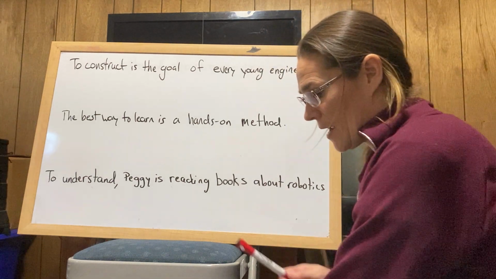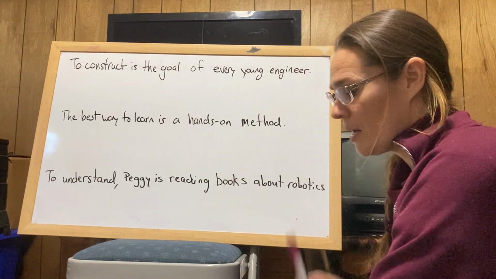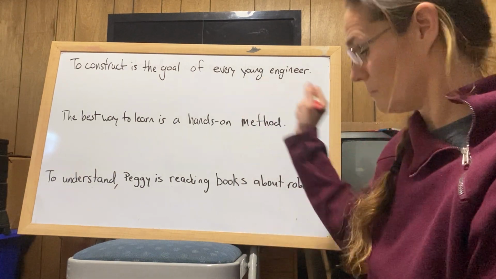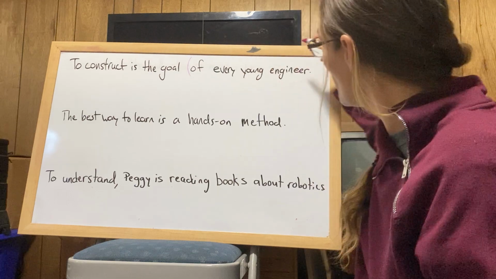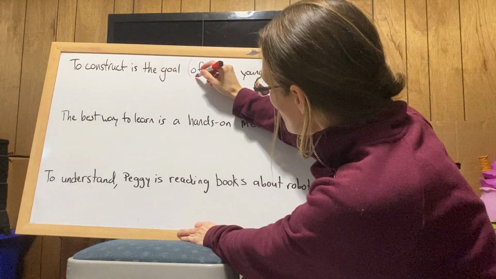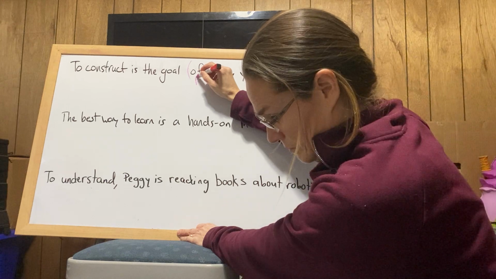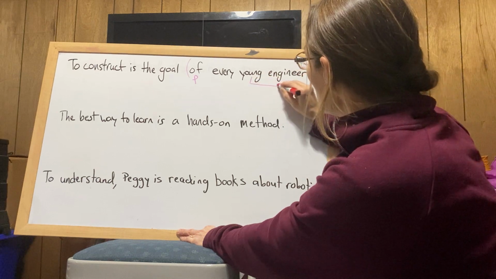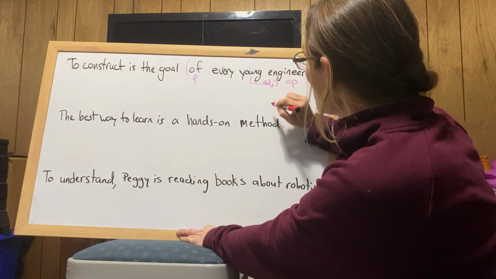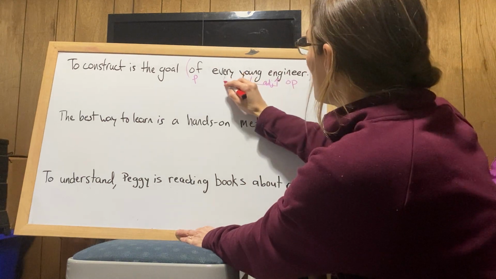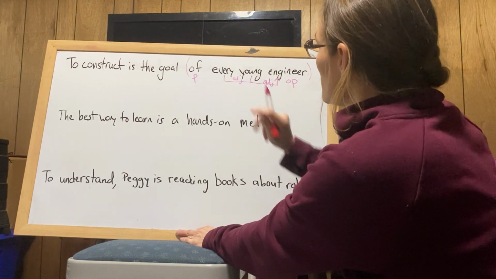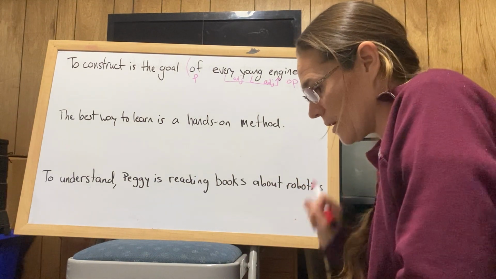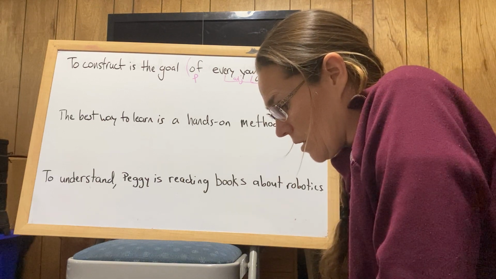Order of analysis: phrases, clauses, principal elements, modifiers. Are there any prepositions? Yes. What's our preposition? Of every young engineer. Of is our preposition. Engineer is our object of the preposition. Young is a descriptive adjective. Every is also an adjective. It's answering the question, how many? Every engineer. Which engineers? Every engineer.